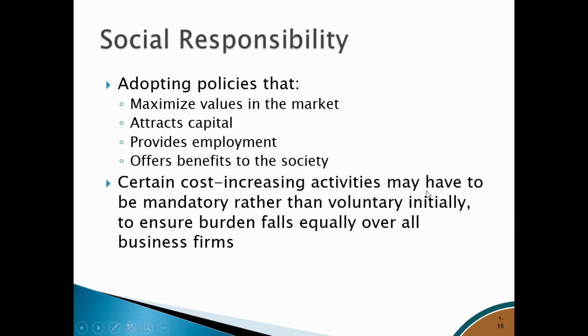Increasing activities may be mandatory rather than voluntary initially, to ensure the burden falls equally over all business firms. See what the other social responsibilities are. Now it has become very common and very famous: CSR, corporate social responsibility. That is some kind of responsibility for companies.